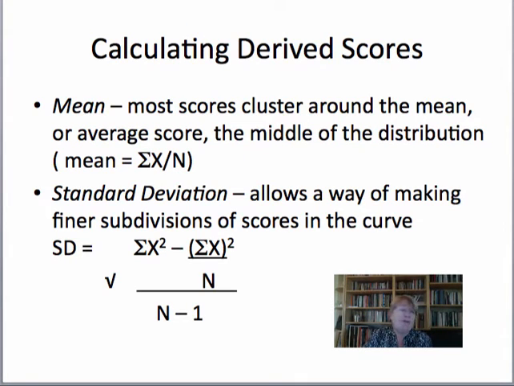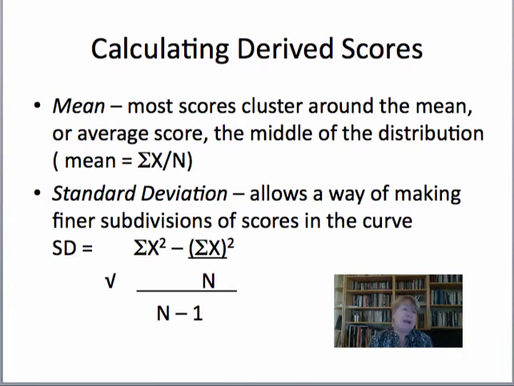So now we're going to learn how to divide the normal curve up using formulas for mean and standard deviation. So you see here on this slide, the mean is the average score or the middle of the distribution. And I've given you the formula for that, even though you probably already know how to do it. But the formula, don't be afraid of the formula. It just has some funny symbols in it. And once you understand what those symbols mean, you can easily compute these, you can solve these formulas.